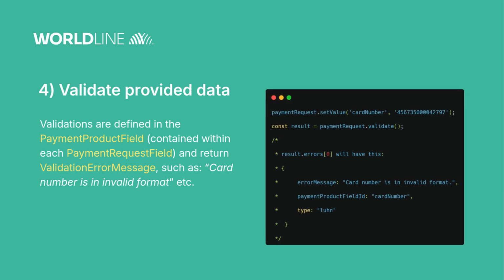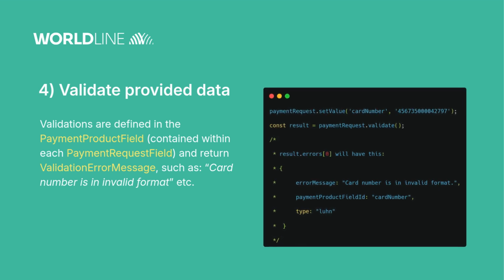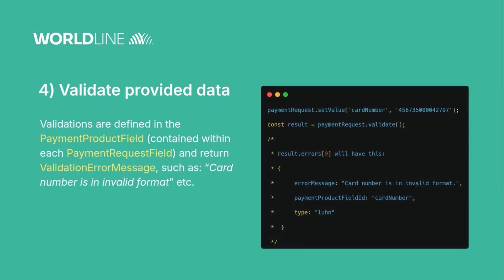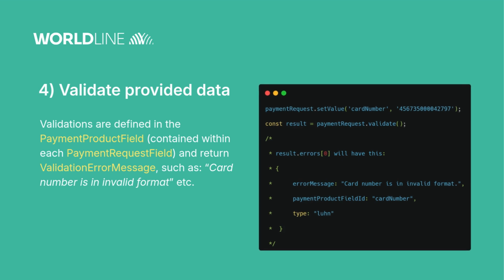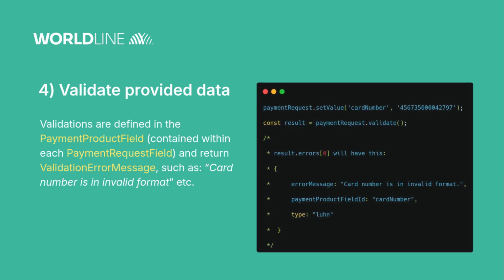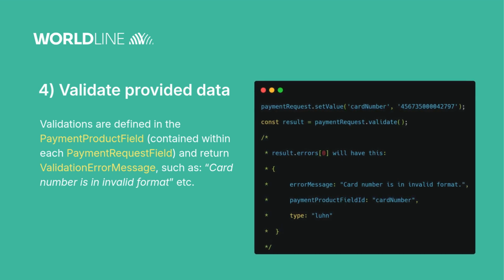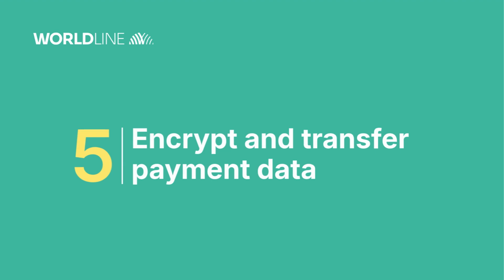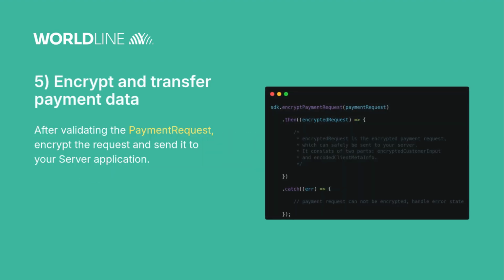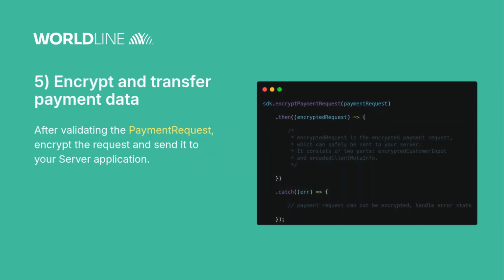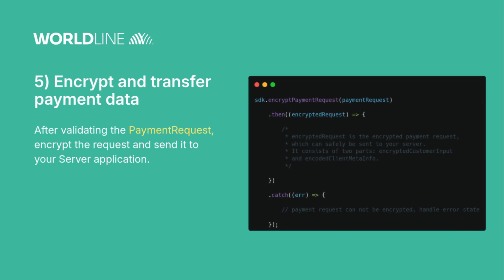Validations are defined in the payment product field, contained within each payment request field, and return validation error messages such as, card number is an invalid format. Encrypt and transfer payment data. After validating the payment request, encrypt the request and send it to your server application.